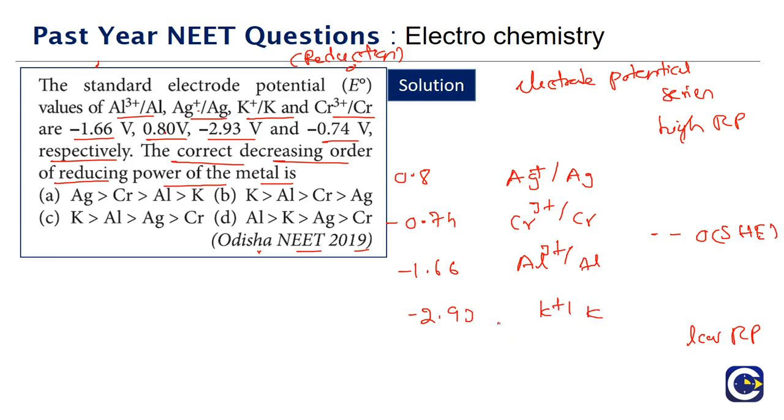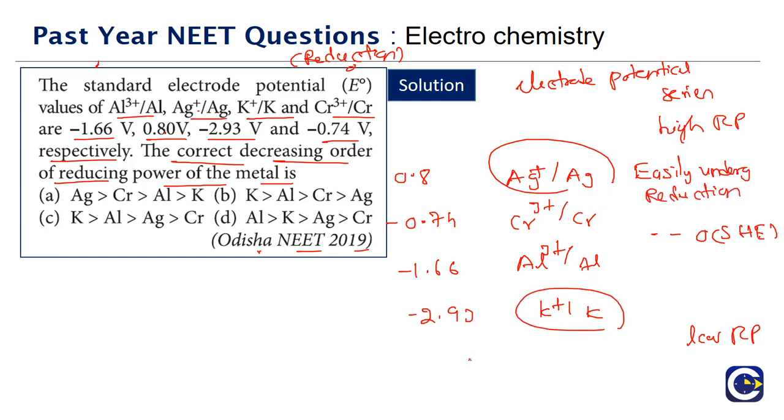Okay, so now when you arrange them the way they appear in the electrode potential series, the analysis is simple. The ones at the top will easily undergo reduction, and the ones at the bottom can easily undergo oxidation. So this is the first analysis we will be able to have.